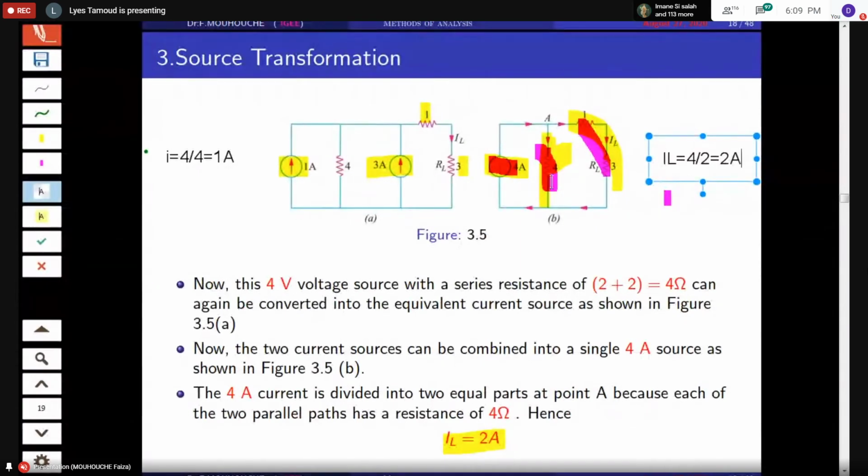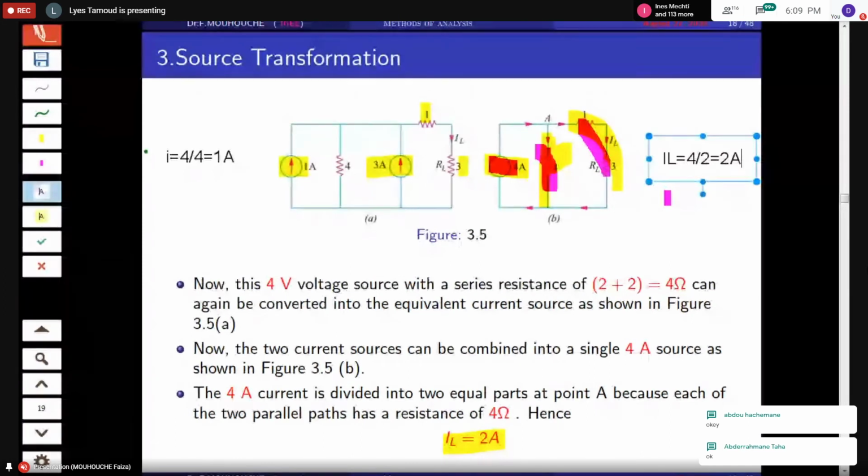Okay? It's clear? It's clear for the source transformation. Okay? I will pass. Okay, this is the source transformation.